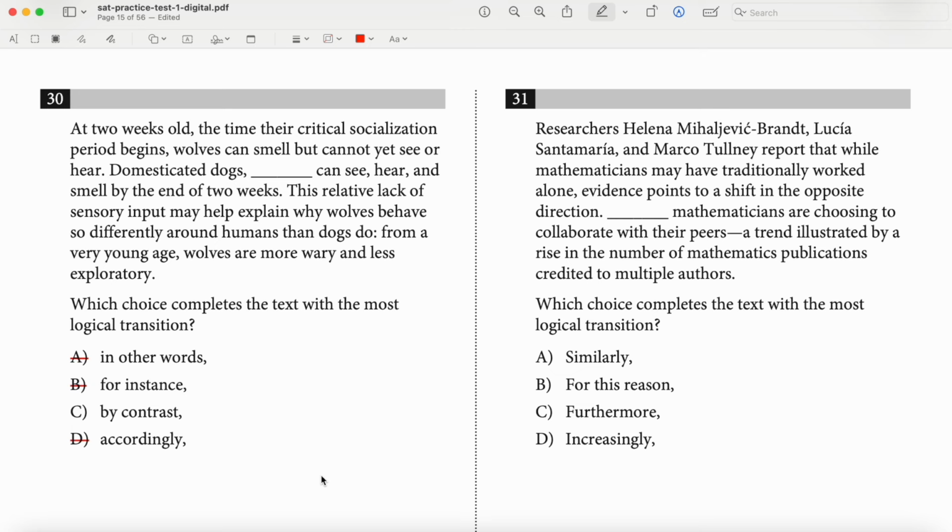And compare that to the ice cream example, right? I like eating ice cream. Also, I like eating brownies. What's the similarity? Two things I like to eat, right? There's not an obvious similarity here. What relationship would answer choice B signify?